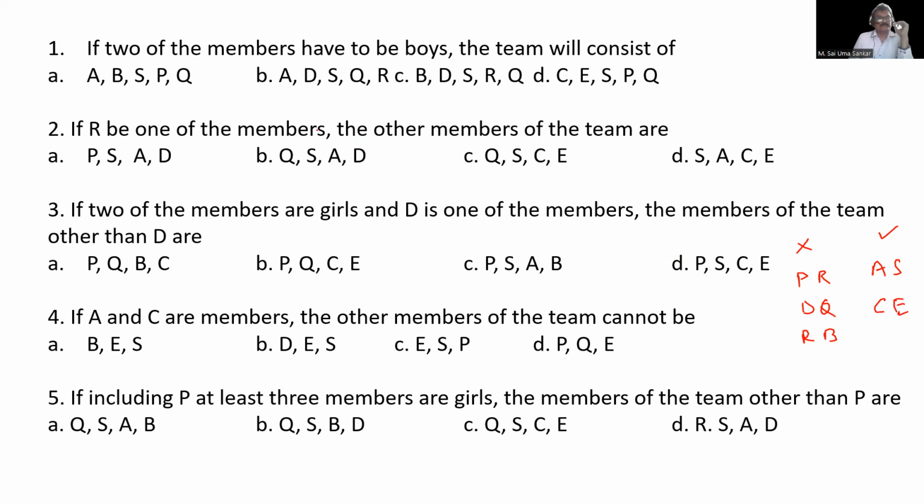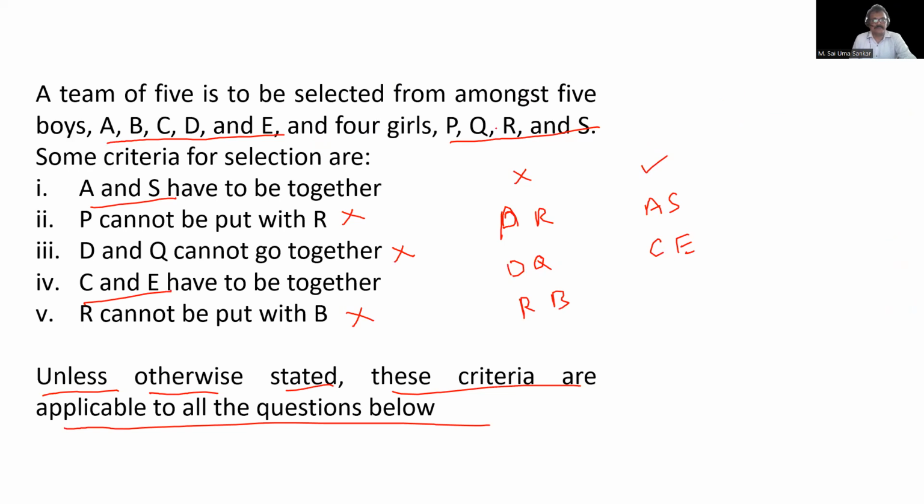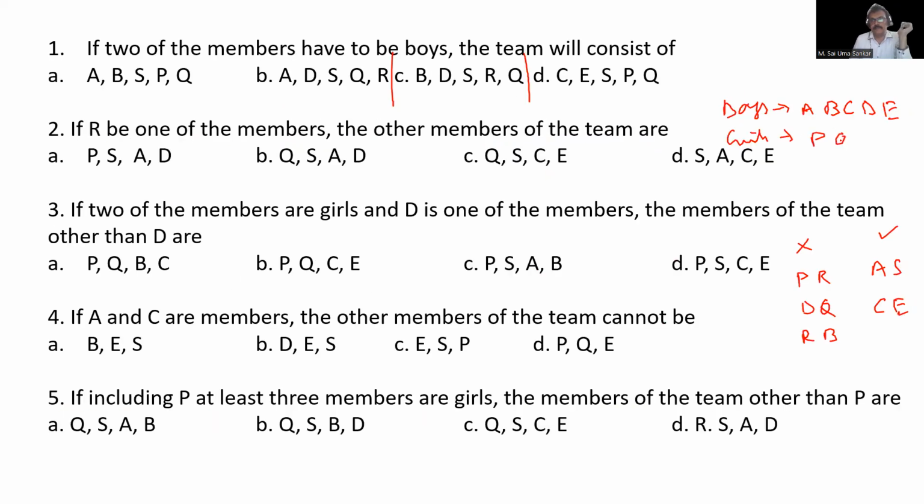Now come to the first question. How many members are required? 5 members. Okay. If 2 of the members have to be boys, the team will consist of. Here if you observe, the boys are A, B, C, D, E, and the girls are P, Q, R, S, right? Now you have to solve each and every question based on this data.